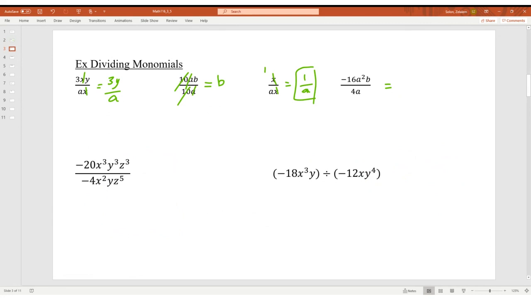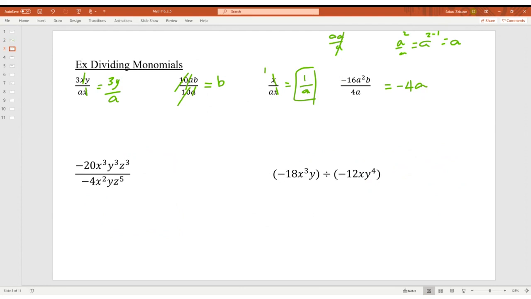Now the next one, you divide by 4. 16 divided by 4 is negative 4. Now if you see here a squared over a, you can apply properties of exponents. That means a to the power of 2 minus 1, which would be a to the power of 1, which is a. Or you can see it like this: a squared is a times a, and you are dividing it by a. So one a cancels another a, and you have a. So we have a and we have b. That's it. Very simple. Okay.